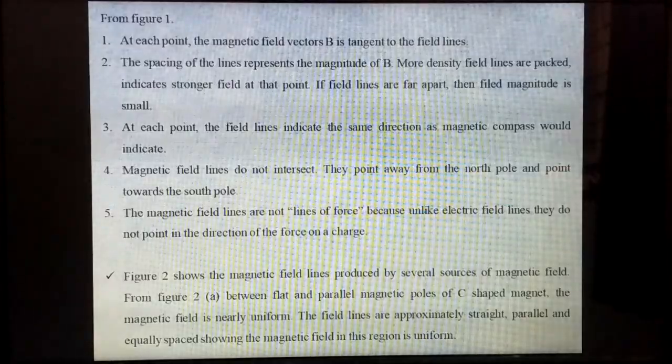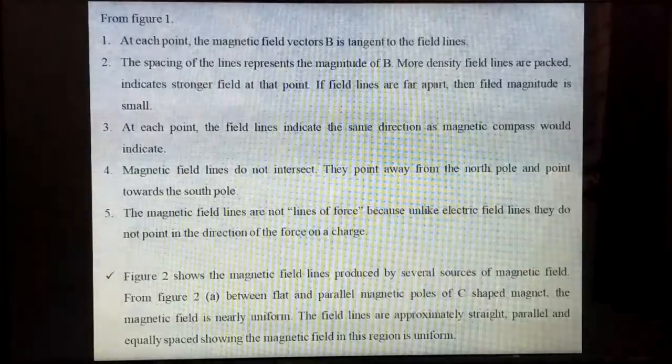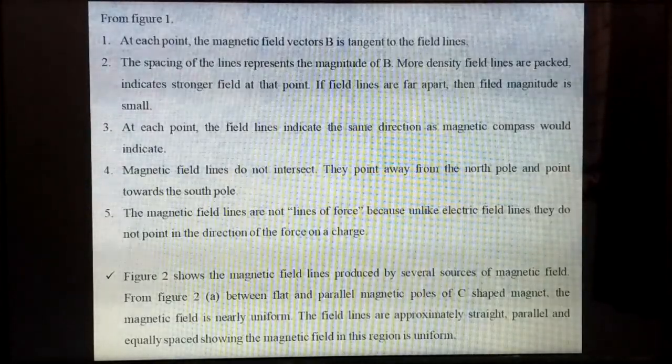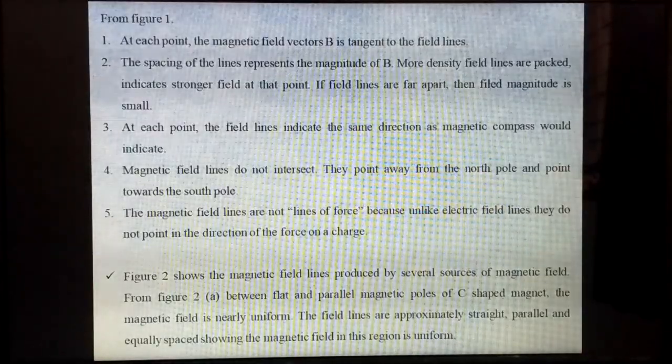The magnetic field lines are not lines of force because, unlike electric field lines, they do not point in the direction of the force on a charge. Figure 2 shows the magnetic field lines produced by several sources of magnetic field. There are so many sources of magnetic field, as shown in figure 2.